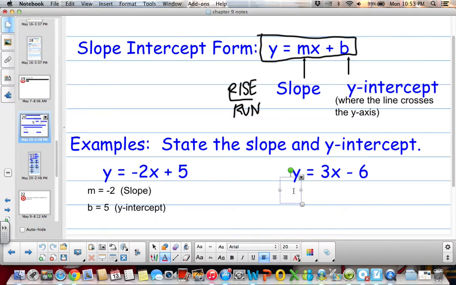Okay, y equals 3x minus 6, m equals 3. That's our slope. B equals negative 6, which is our y-intercept. Our formula is y equals mx plus b, so since it's subtracting 6, then b would be negative 6.